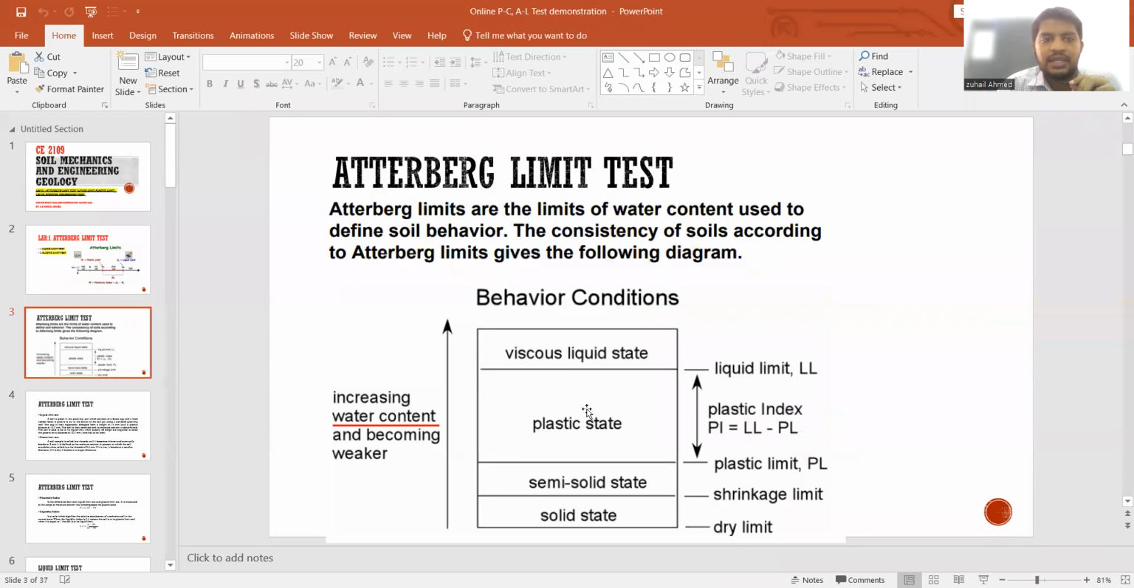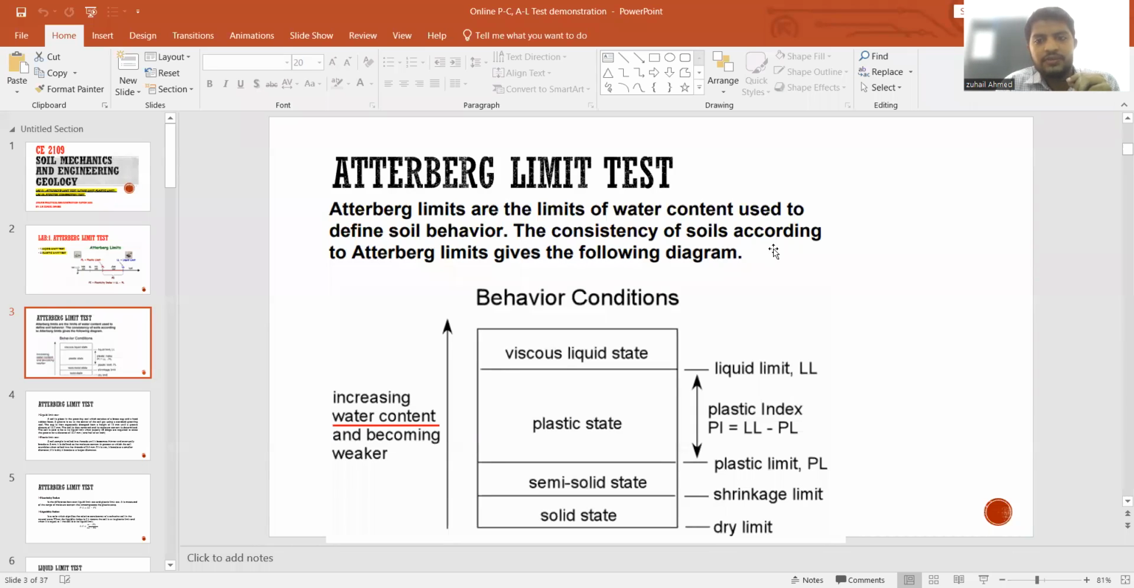Next, the Atterberg limit test. Here you can see what the Atterberg limit test is. The Atterberg limits are limits of water content. What is water content? We already saw that in our previous practical. They are used to define soil behavior. You can get a sample from anywhere, and from that sample you can say the behavior of that particular soil.